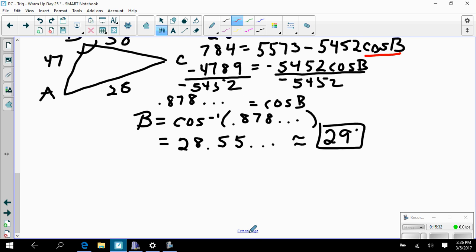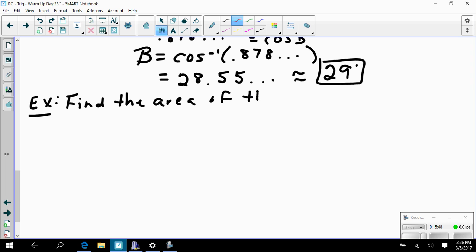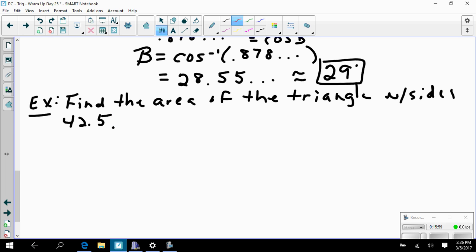Okay, one more question for your own notes, and then we'll go on to that application question. Find the area of the triangle with sides 42.5, 37.0, and 28.5. Okay, now this is a question from a couple days ago. Find the area.